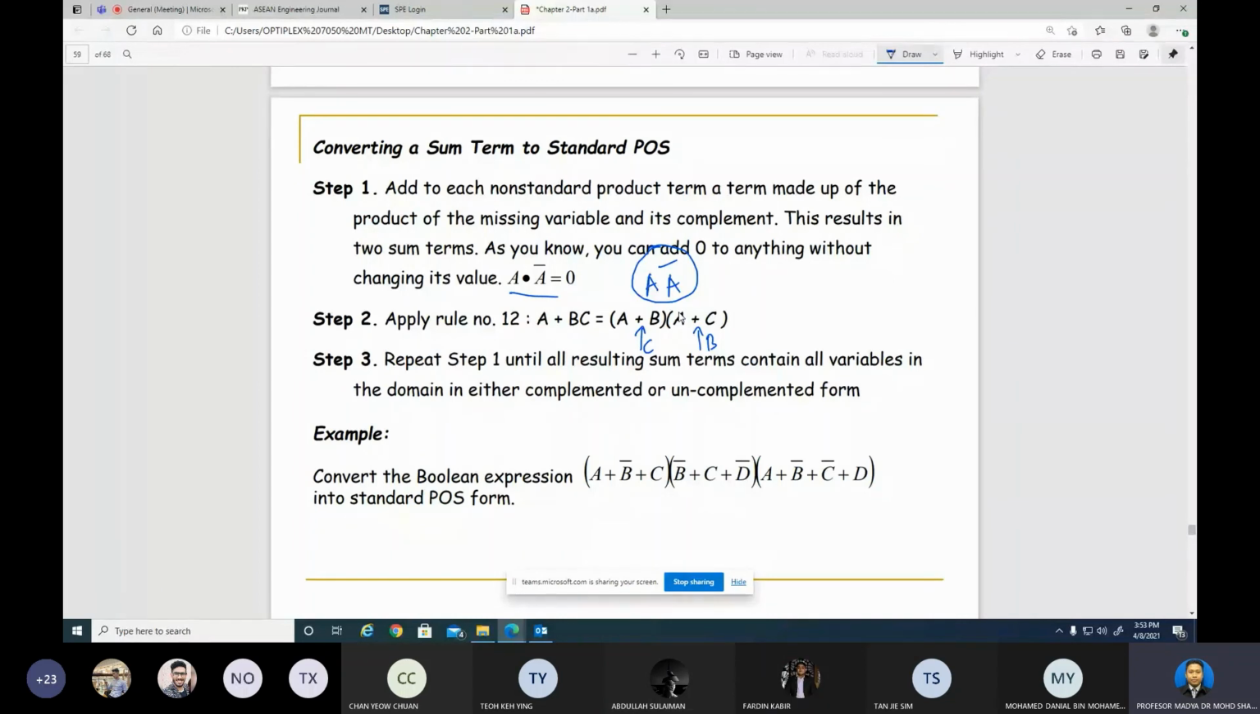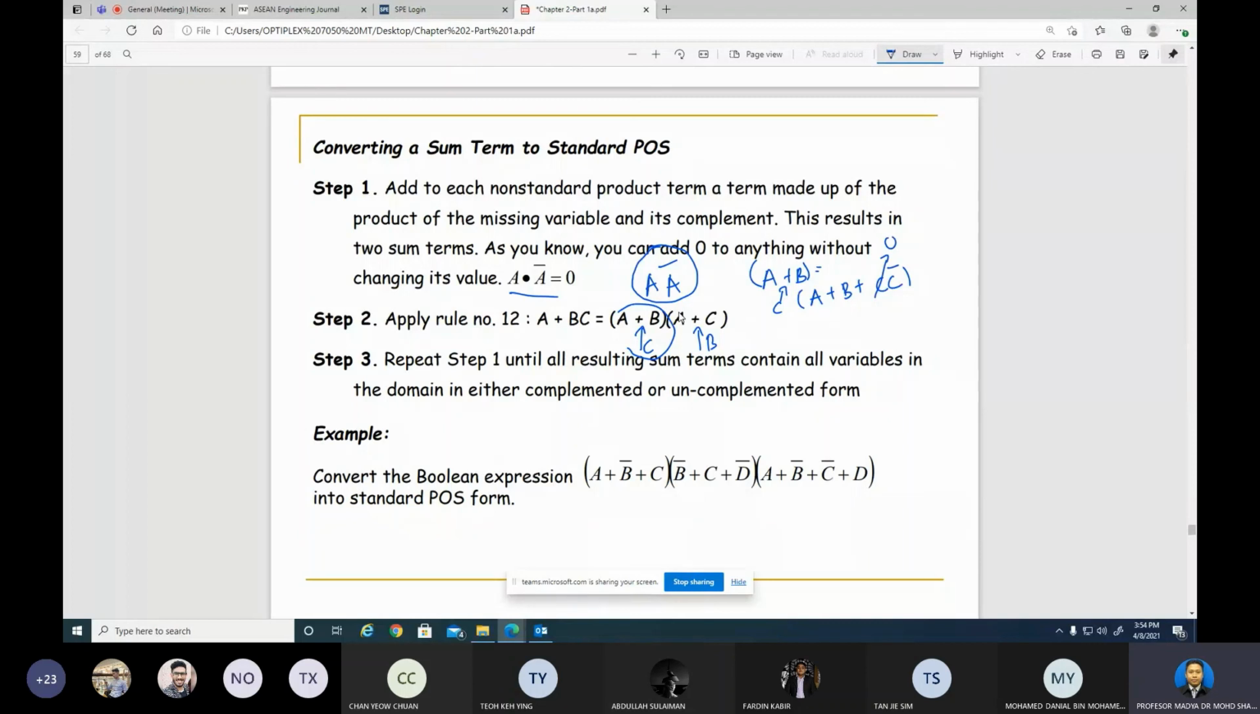So I will show how to insert the C here. We have A plus B, so you don't have the C value here. To insert it, you just add B plus C bar, like this. But you have to expand. If you simplify this one, actually this is 0, so it's just similar to A plus B.